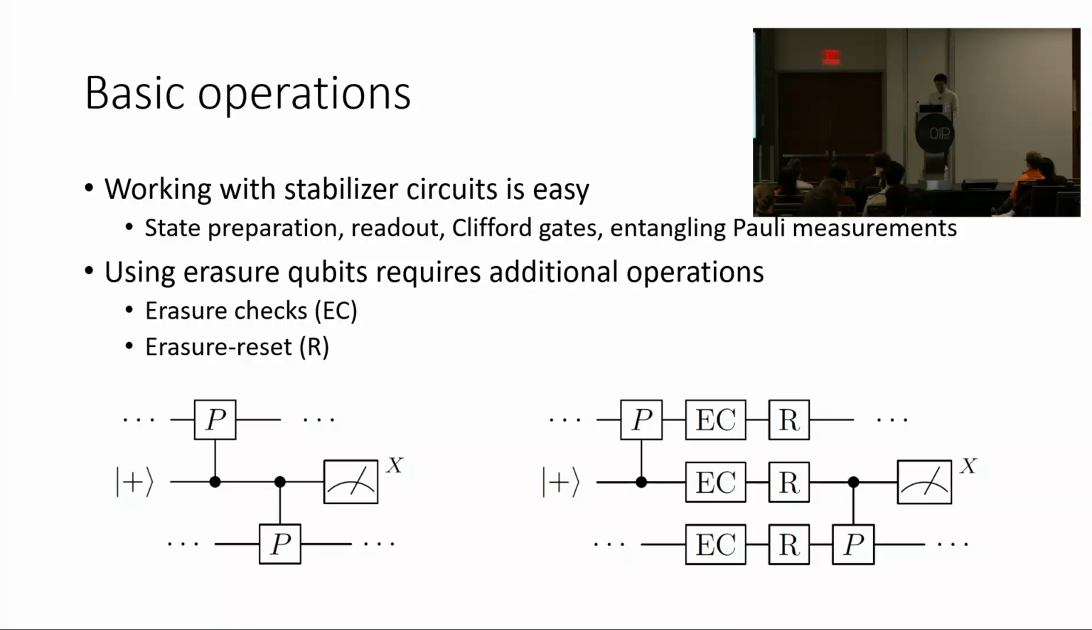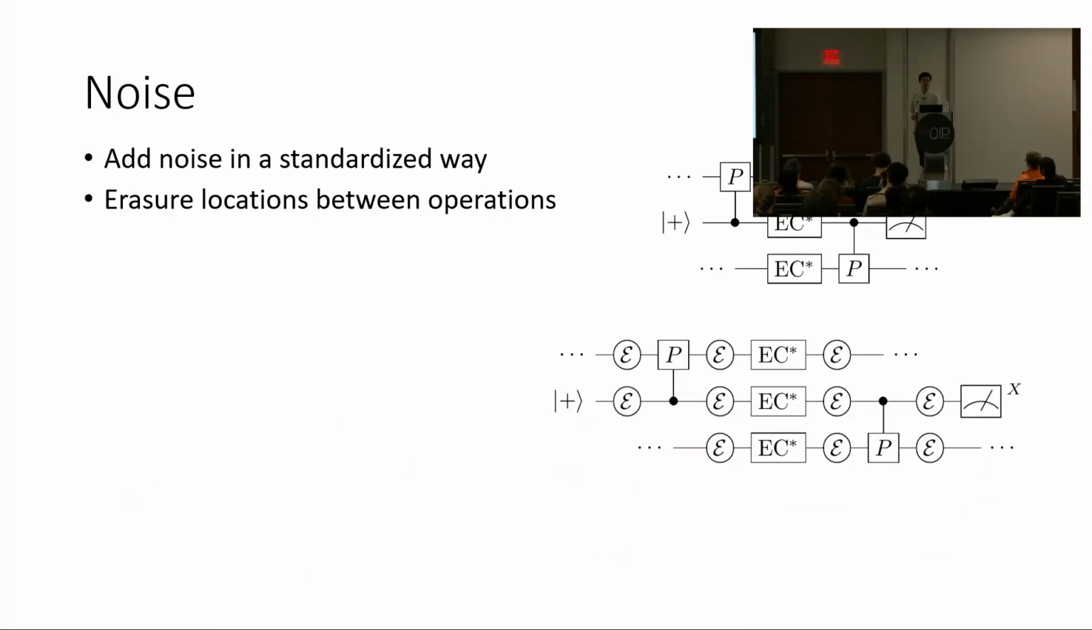Okay, so now that we specified what we actually do in the circuit, we need to talk about what noise can affect the states. So we want to add noise in a standard way so that we can compare different circuits. And what we imagine doing is that we place erasure locations between consecutive operations. So this E is an erasure location. And at the erasure location, the qubit has some probability of decaying to the erasure subspace.